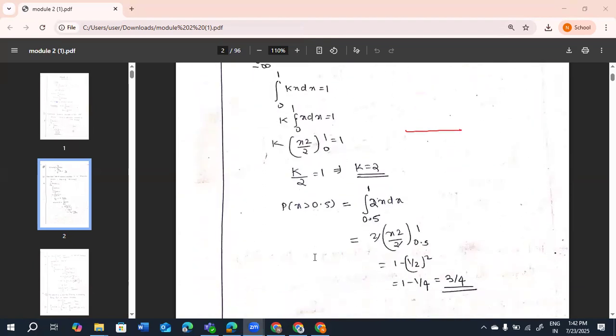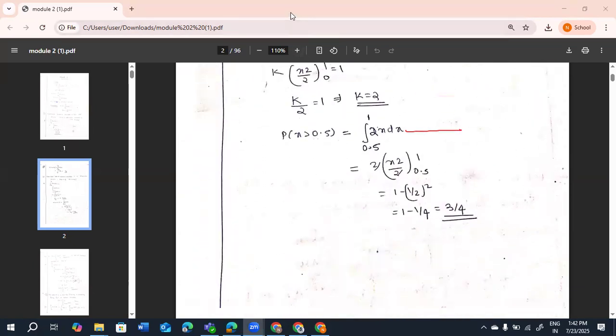So how will you do that? There is nothing to worry. If it is greater than 0.5, the integration will start from 0.5 to 1. So 2x dx, the value of k is 2. So 2 into x square by 2. The integral of x is x square by 2. So 1 minus 1 by 2 square, that is 1 minus 1 by 4, is equal to 3 by 4.